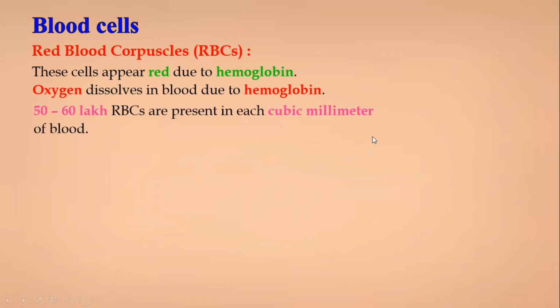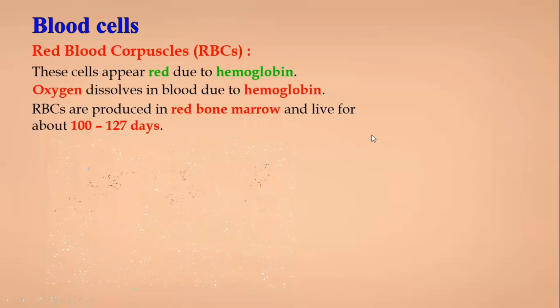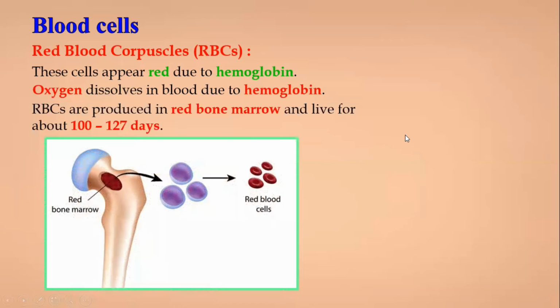50 to 60 lakh RBCs are present in each cubic millimeter of blood for normal functioning of our body. RBCs are produced in red bone marrow and live for around 100 to 127 days.